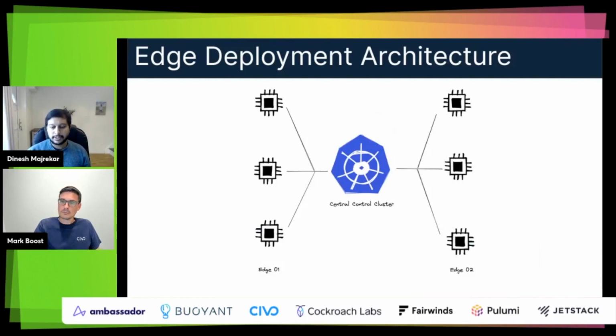This next architecture is slightly similar, but rather than each edge device being a full Kubernetes node, it's only actually running the workload that it needs to. So if you're thinking a smart camera, for example, that could be running only the smart camera application and then checking back into a control cluster.